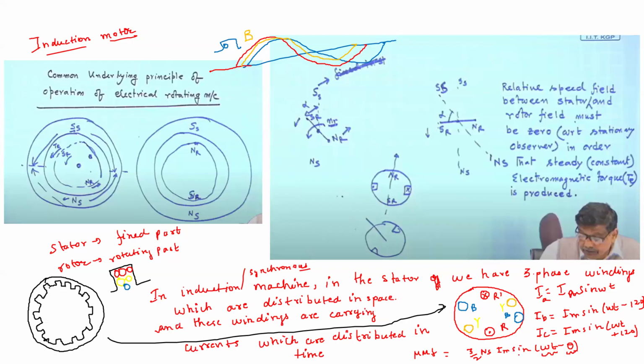Okay, so you will see that this MMF has some fixed magnitude, but it is rotating in space. In this way you can have the north and south poles rotating in space. So what will happen is that the south and north poles of the stator are continuously rotating like this, and the south and north poles of this rotor are chasing the stator's north and south poles. So in this way there is continuous motion, as the poles in the stator are rotating.